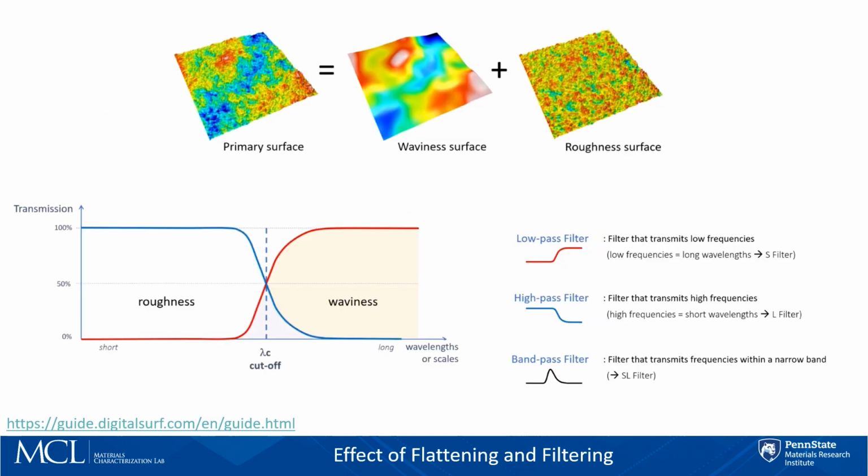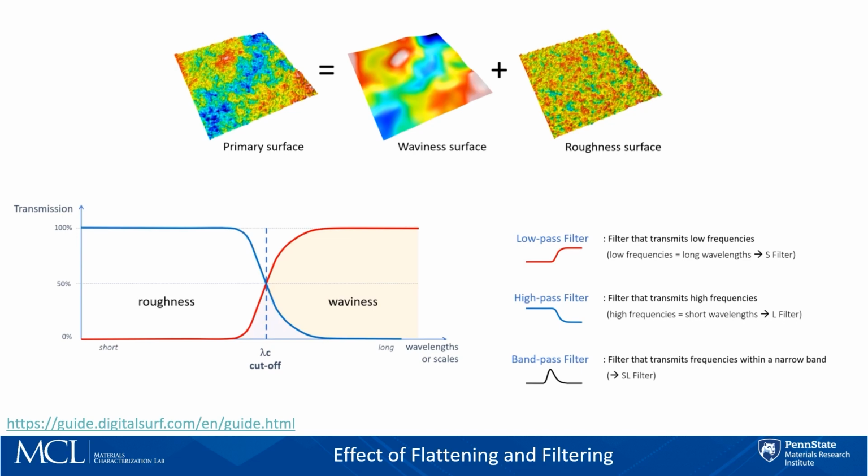When we are doing our post-processing of our data, we want to consider what we are interested in. We're going to take that primary surface and we have the ability to break it up into its various components: the lower frequency waviness, the higher frequency roughness, or maybe we're actually after a very specific feature of a very specific size. We could even filter narrowly and just accentuate and go after those particular details.